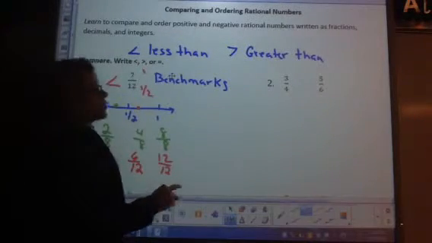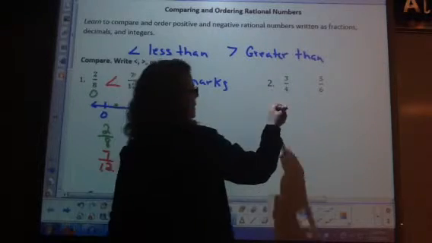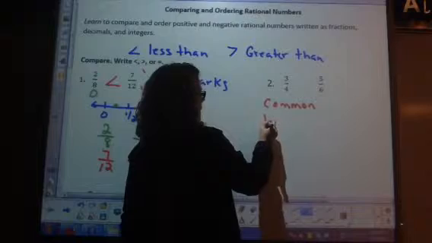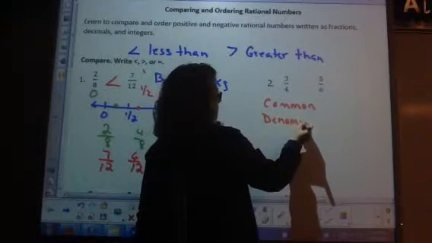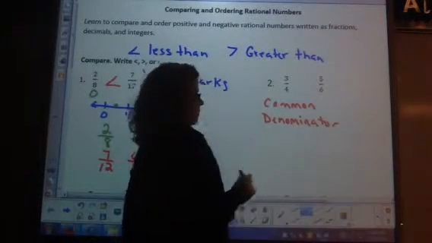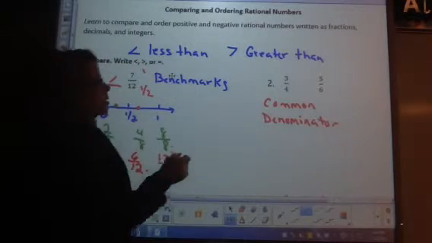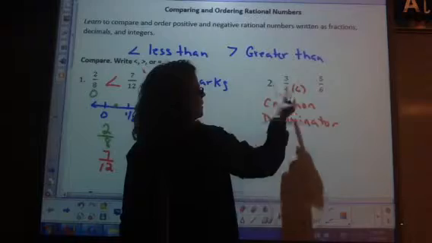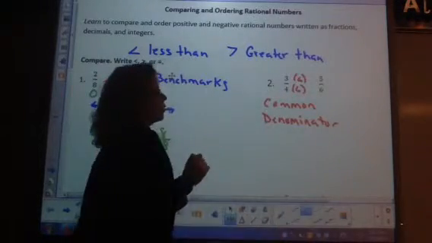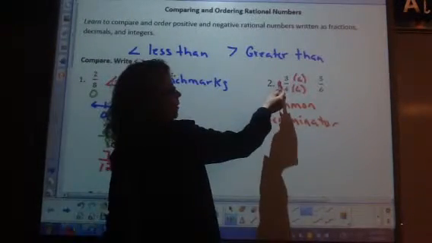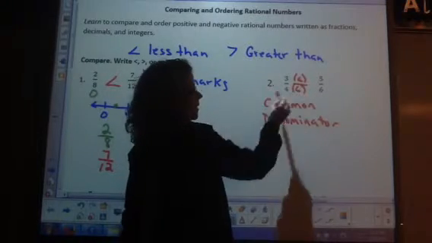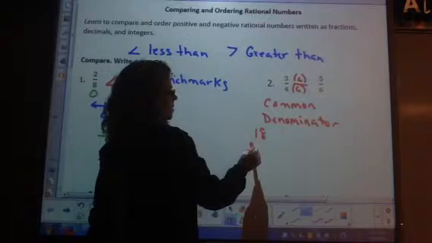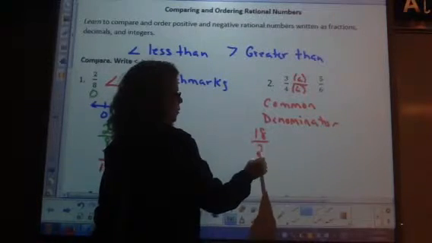All right, another way you compare is by coming up with a common denominator. For the common denominator, I'm just going to multiply my first fraction by this denominator. What you do to the denominator, you must do to the numerator to keep it balanced, because 6/6 is the same as 1. So 3 times 6 is 18. 4 times 6 is 24.